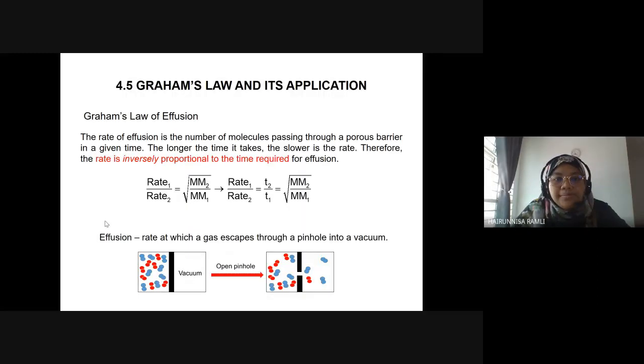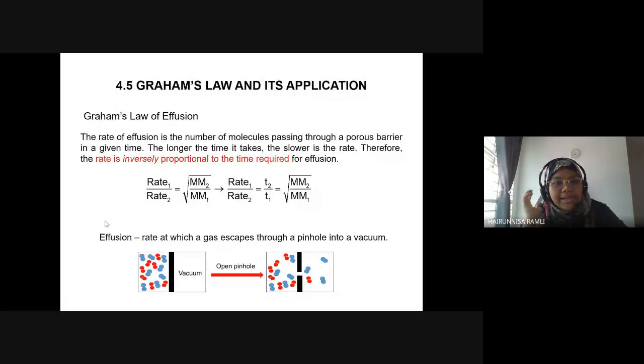So for all of this, diffusion or effusion, you will basically use the same formula. The formula is still the same. Only for effusion, we are passing through a porous barrier, meaning going through a tiny hole. So the longer the time it takes, the slower the rate.